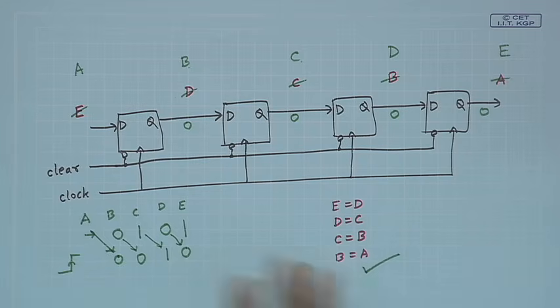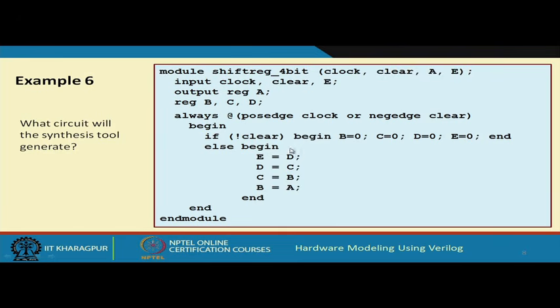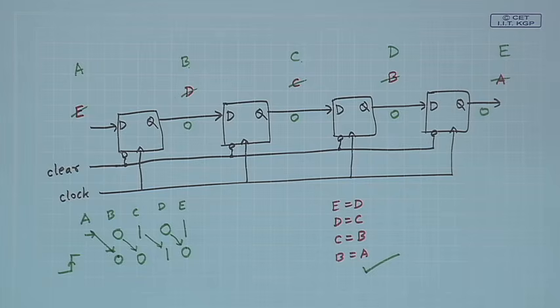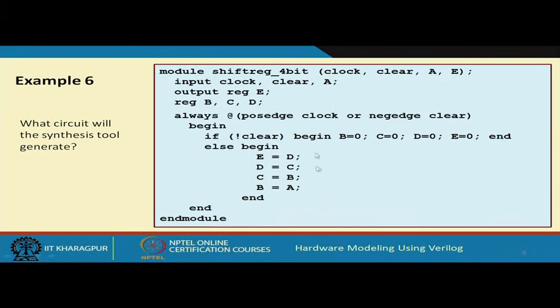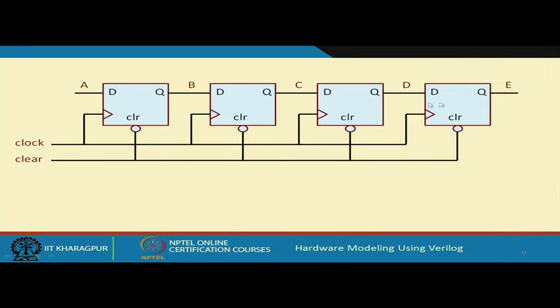So, when you are trying to model a shift register, this order is correct. Let us correct this: A should be the input and E should be the output. This is the correct description. This is a correct way of modeling a shift register like this.